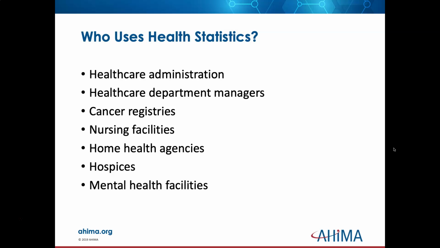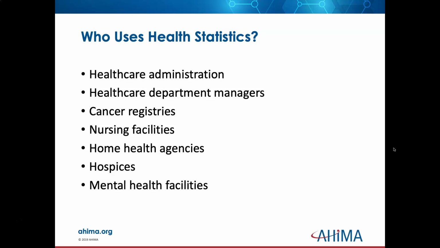So who uses these health statistics? Well, there's a lot of people that use them. Healthcare administration, healthcare department managers, HIM directors, cancer registries, nursing facilities, home health agencies, hospice, mental health facilities, all these. As an HIM director, you use the census, and you use admissions and discharges and different things to determine workloads. What are your workloads going to be? If you have a big bump in census, you know that in 2 to 3 days, that's going to be hitting your coding queue, and you know that you're going to need to make sure that that bump is going to be taken care of.